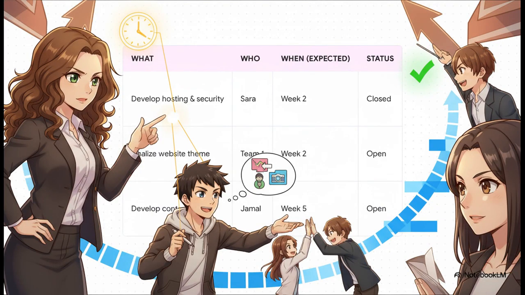And here is that beautiful action plan up close. Just look at that clarity. Sarah knows exactly what she has to do and that it's due by week 2. Jamal knows he's got until week 5 to get the content done. There's none of that awkward, oh, I thought you were doing that business. And that status column? That's their GPS, tracking their progress along the route. It's just so simple and effective, isn't it?